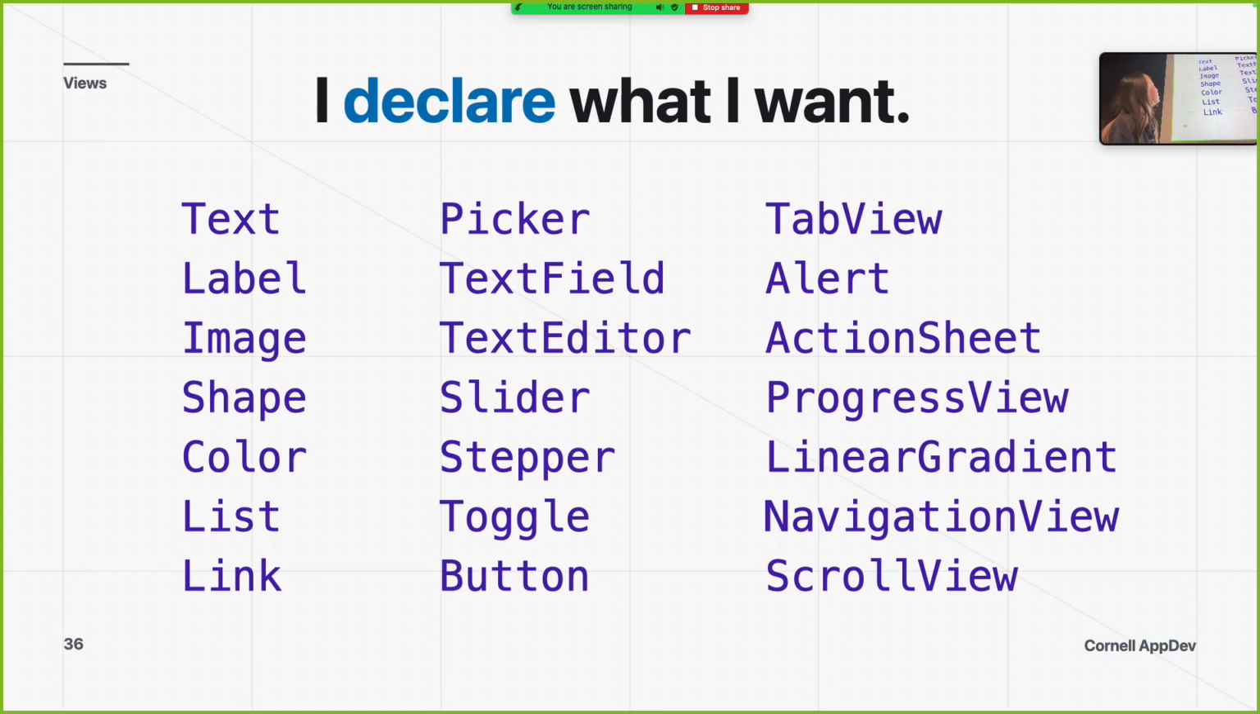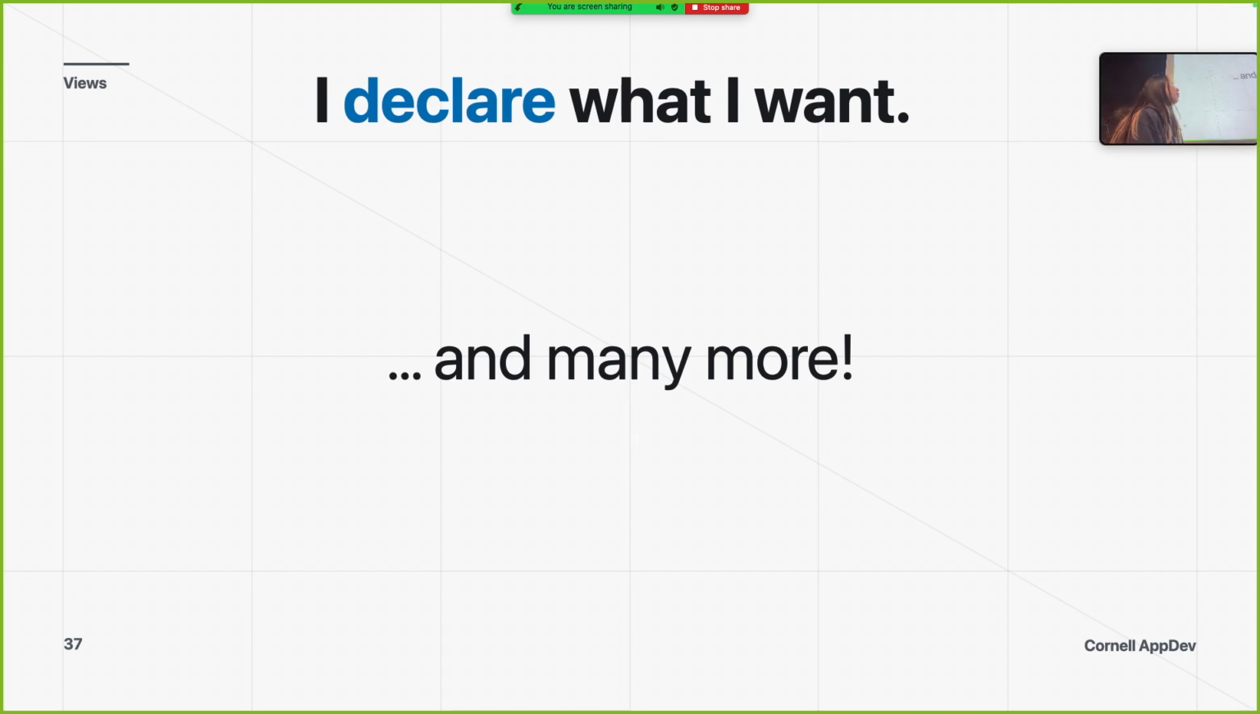Basically, I think the one that we're using in this lecture is called a list, and that acts as a table view. So we can talk about that later. And there's many more views than this.